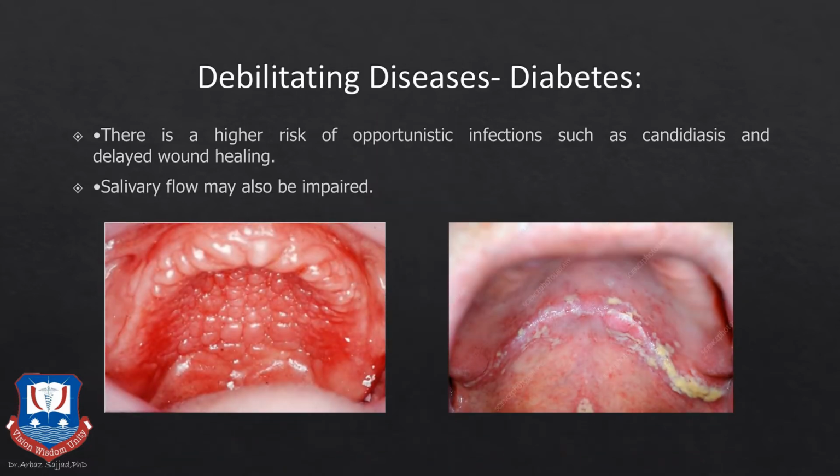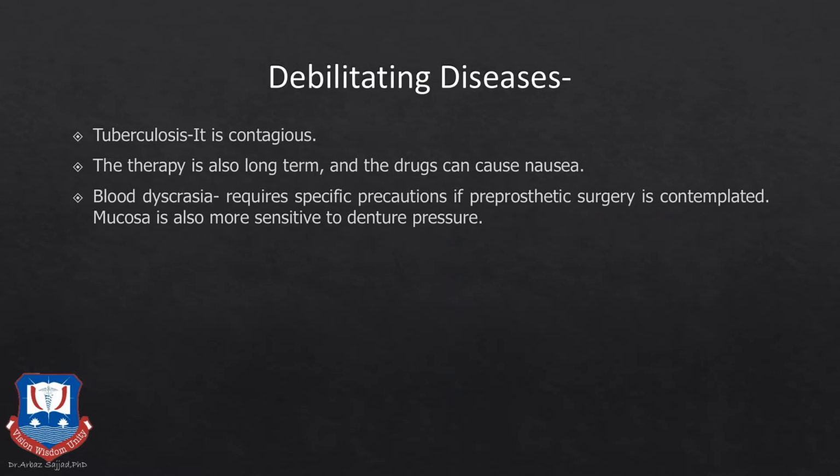First, coming to debilitating conditions. One of the most common debilitating conditions seen in the dental clinic, especially in prosthodontics, is diabetes. Most of the times, the patient has lost his teeth because of uncontrolled or poorly controlled diabetes. They have a higher risk of opportunistic infections like Candida albicans and denture stomatitis or denture hyperplasia. In such patients, salivary flow is also impaired, worsening the overall prognosis and success of the treatment. So these issues need to be addressed beforehand.